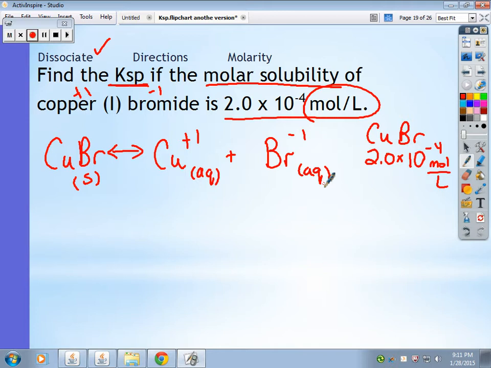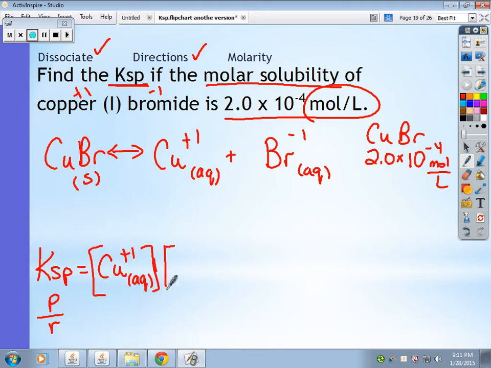Now, what's my next step? To write my expression. I'm going to write this down here a little bit so you can see. My Ksp, which is products over reactants, remember? Which means I'm going to take the copper ions and put them in brackets, and the bromide ions and put them in brackets. And I don't need to write the aqueous. I'm just writing it here so you can actually see this for right now. So those copper ions and those bromide ions, that's where they come from here.